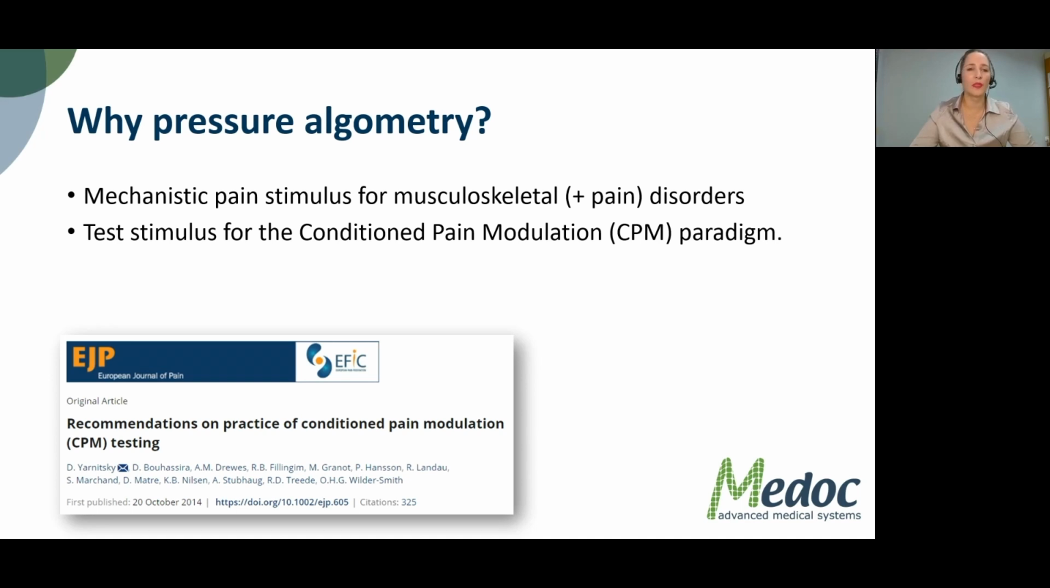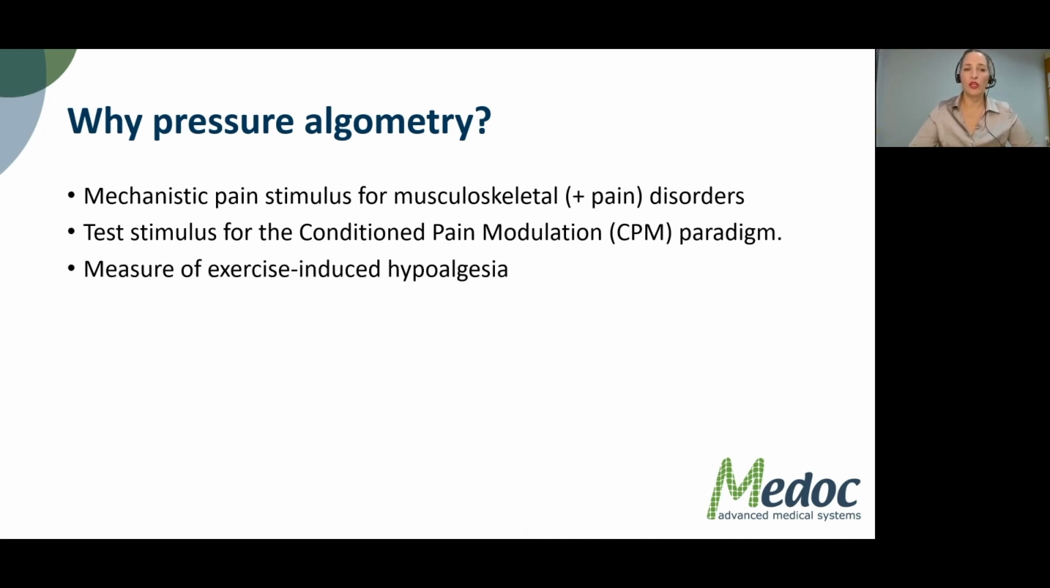So these are two recommendations that are applicable to the use of pressure algometry as a test stimulus for the CPM paradigm. Another option is to measure exercise-induced hypoalgesia. And exercise-induced hypoalgesia is a decrease in pain sensation following exercise, being it aerobic or anaerobic exercise. And often pressure algometry is used, and it's used on the muscles that were at work, for instance, the quadriceps muscle, the big muscles that were at work during the exercise.